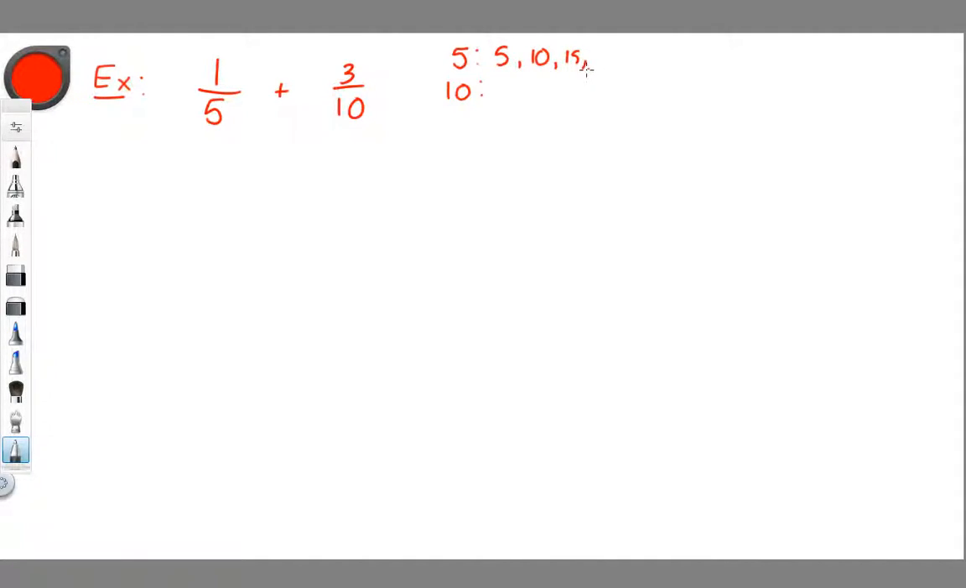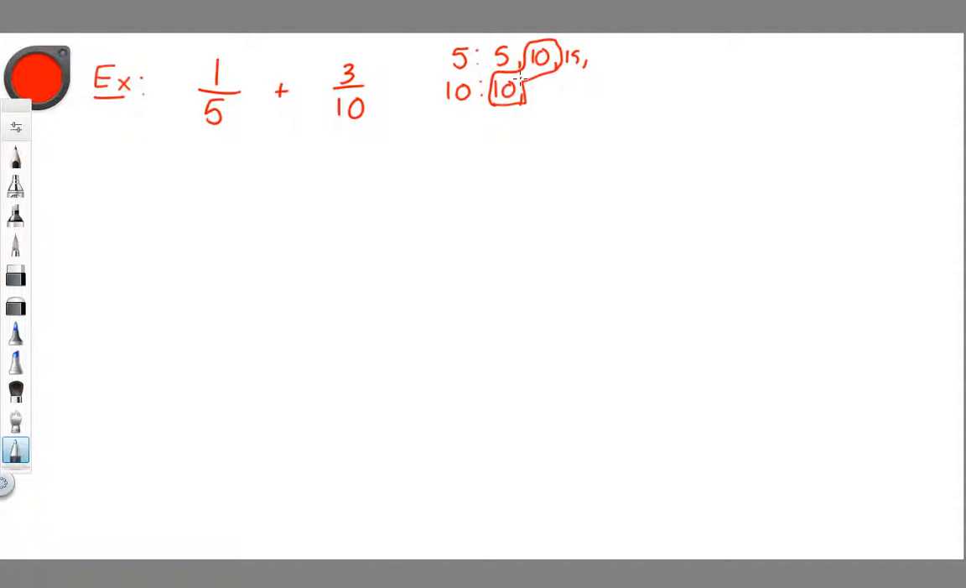So I got a couple numbers in this list, and I'll start the exact same list on the bottom. So I'll do 10 times 1, and I'll stop as soon as I get the same number in both. If I get the same number in both, then that's my common denominator. So my common denominator is 10.